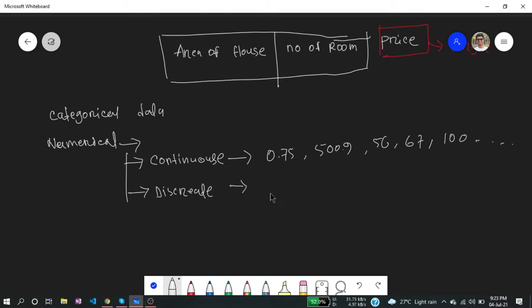But what about discrete? Discrete means non-fractional data. That means it might be 0, it might be 1. It would not be like 1.2 or 2.5. It should not be like that.